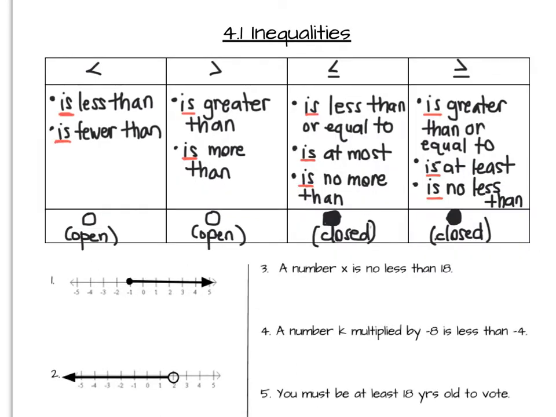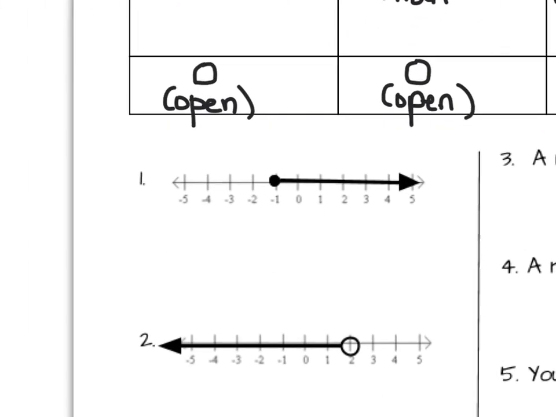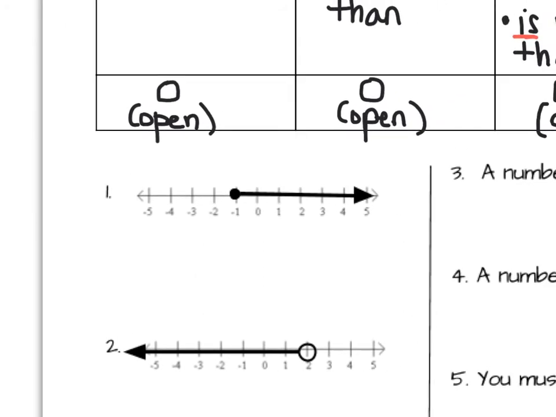Okay, so what we're going to do is look at problem number 1. So let's go ahead and zoom in right here. For this problem, we're going to look at this number line, and you're going to write an inequality for all the numbers here that are being shaded. So instead of writing all the numbers out that are being shaded, like -1, 0, 1, 2, 3, 4, 5, 6, 7, etc., that would take us a long time.